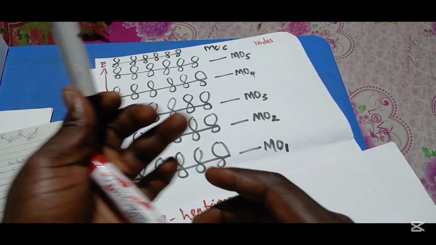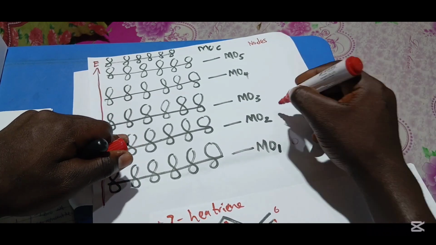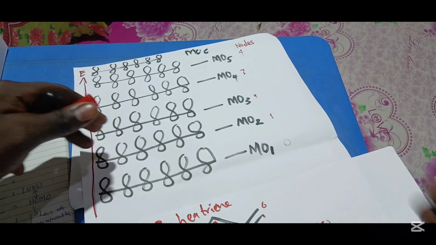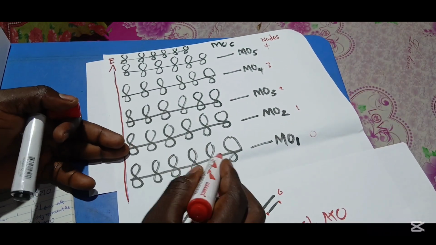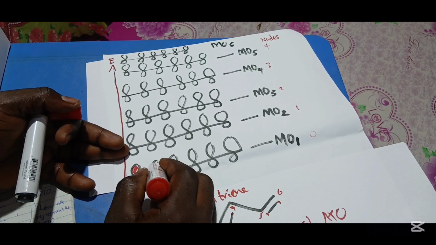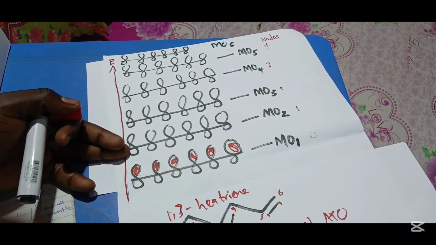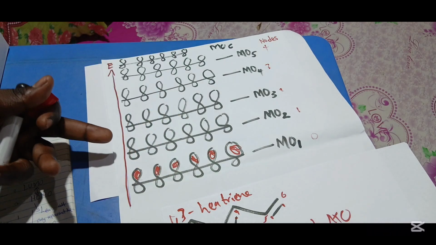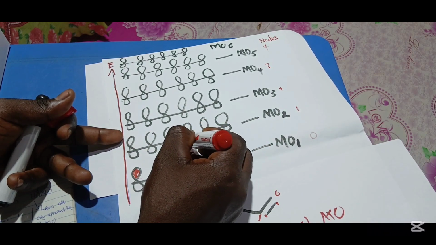Let's start indicating our nodes. We know firstly we are going to start from 0, 1, 2, 3, 4, right? So the first place will have 0 node, which means 0 node means all of them are in phase, just like that. So now the second one, we are going to have 1 node. So what you have to do is just divide the molecular orbital into 2. Then you are going to get something like this.